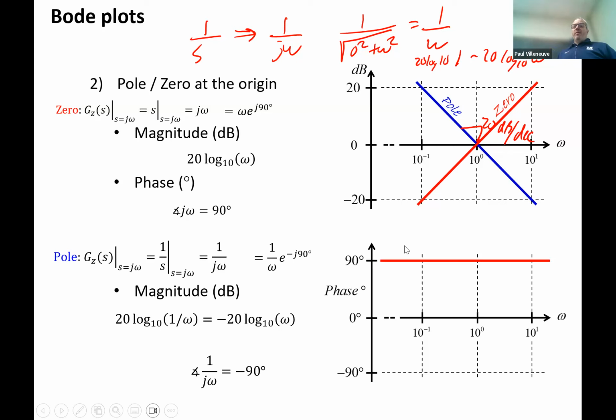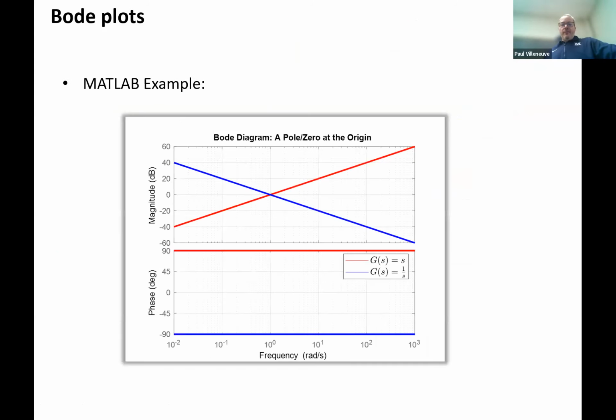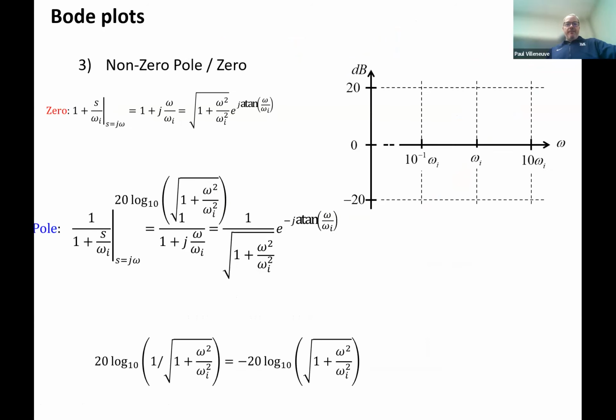Opposite for a derivative, right? It doesn't change at DC, so it does 0 at DC. But the faster it changes, the more the derivative has an impact. So my derivative here, faster rates of change means a bigger contribution. My integrator is the exact opposite. And you can see when I multiply by S, I get a positive 90-degree phase shift. When I integrate, 1 over S, I get a negative 90-degree phase shift. Okay? And those are the values that we end up with there.